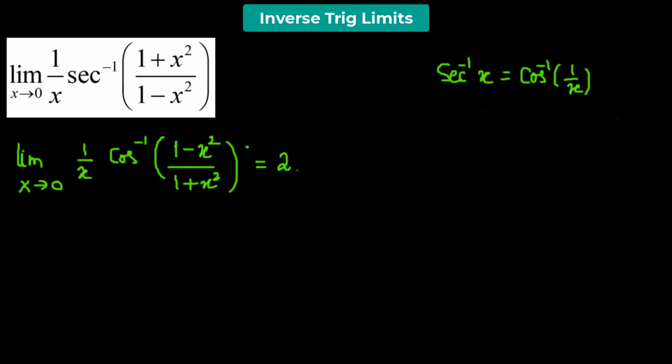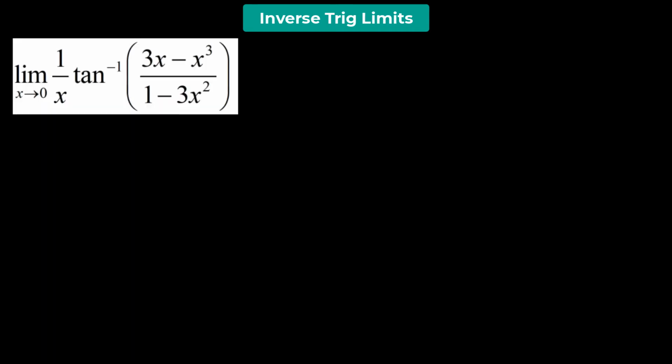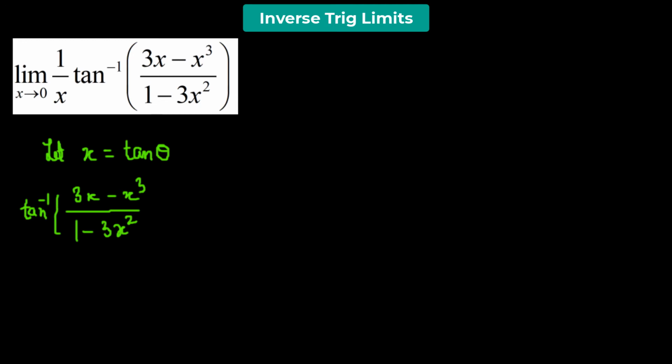Let's move on to the next question. Here we have the function 1 over x multiplied by tangent inverse of 3x minus x cubed divided by 1 minus 3x squared. Here we are going to assume that x is equal to tangent of theta. On doing so, what we get is 3x minus x cubed over 1 minus 3x squared. So let's take the tangent inverse of it.